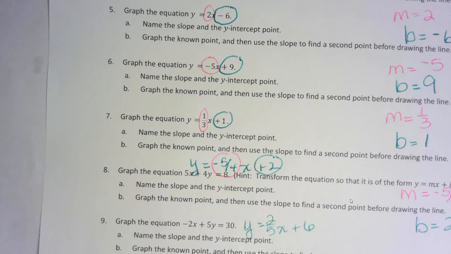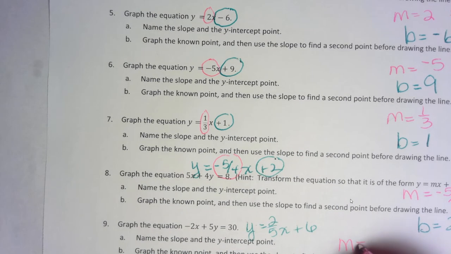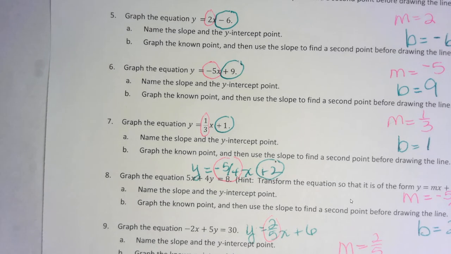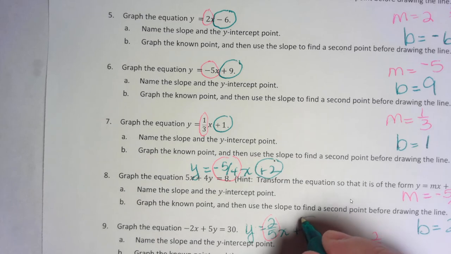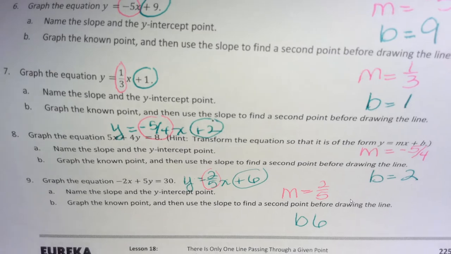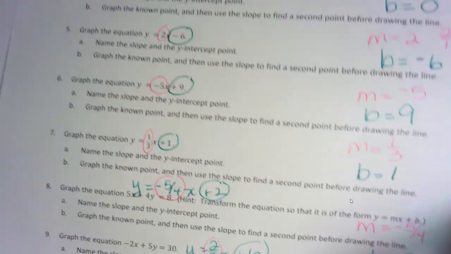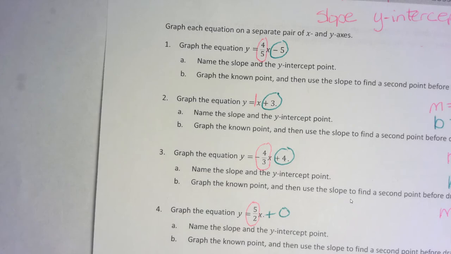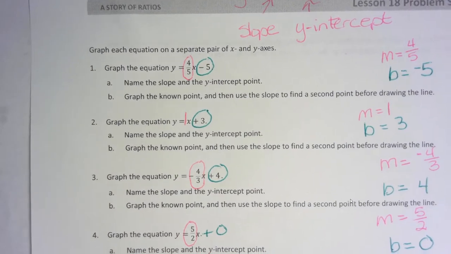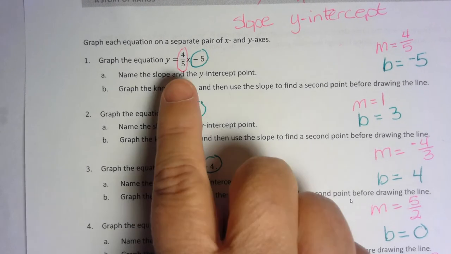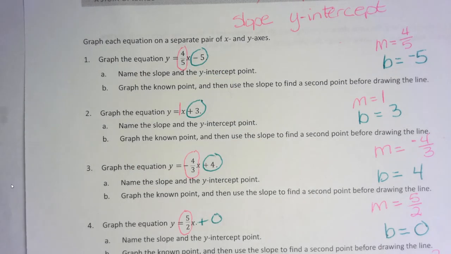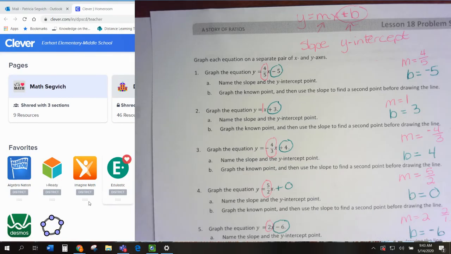Now that we have that, what's our m? What's our slope? 2/5. And what's our b? Positive 6. Now that we have all this down, we're going to go to our GeoGebra and graph these. I'm hoping you feel comfortable with how to find the m and the b. Y equals mx plus b. So now let's go to our GeoGebra.